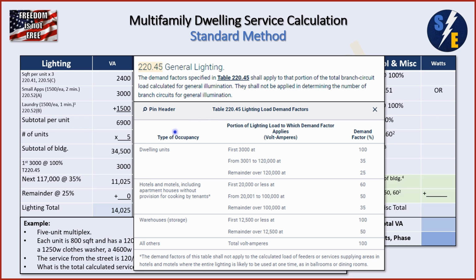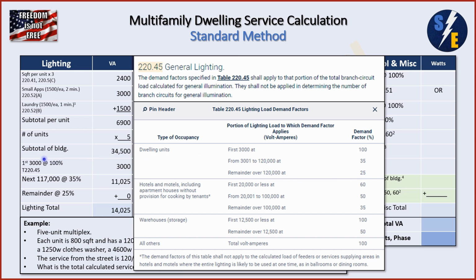Okay, so this table has your occupancy types on the left side and then their demand factors on the right. For our type, we have a dwelling unit. It's a multifamily dwelling unit. And for dwelling units, you take the first 3,000 VA at 100%. From 3,001 to 120,000, you take that at 35%. Anything over that, you take it at 25%.